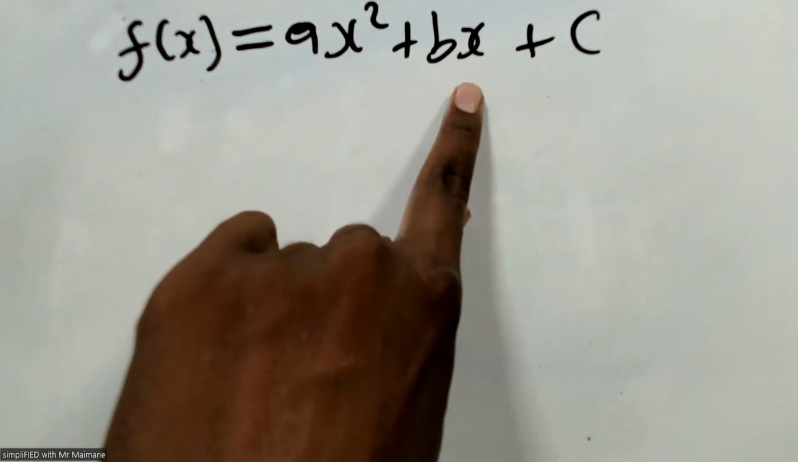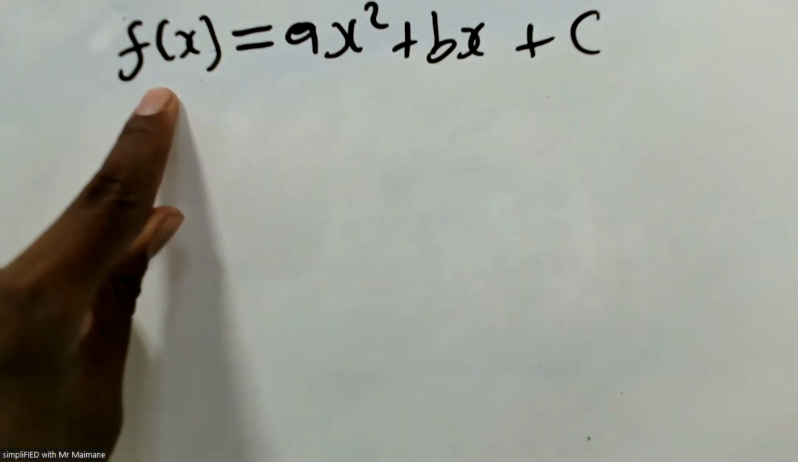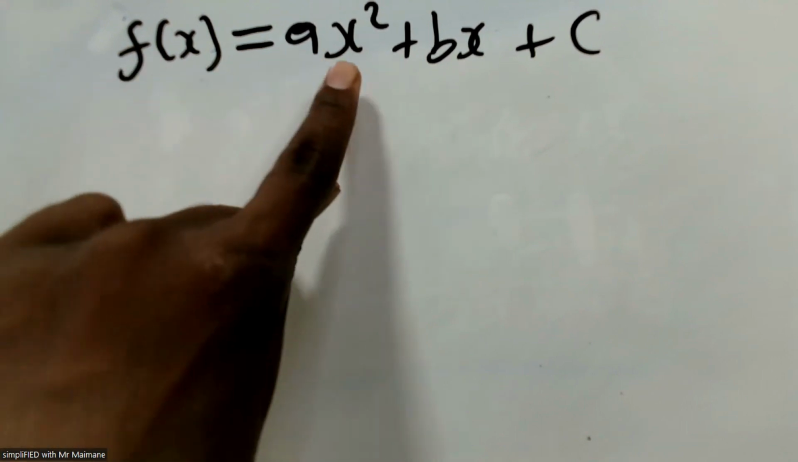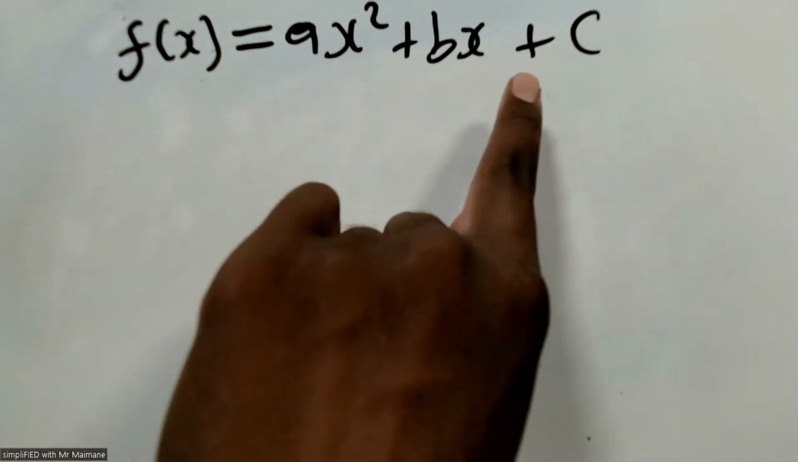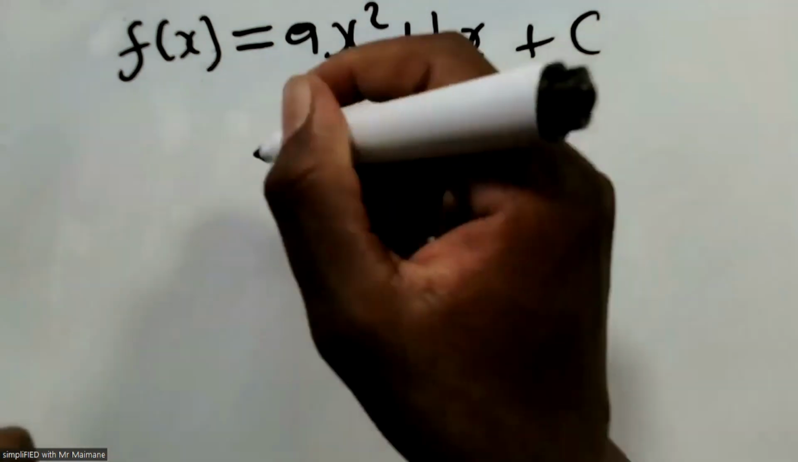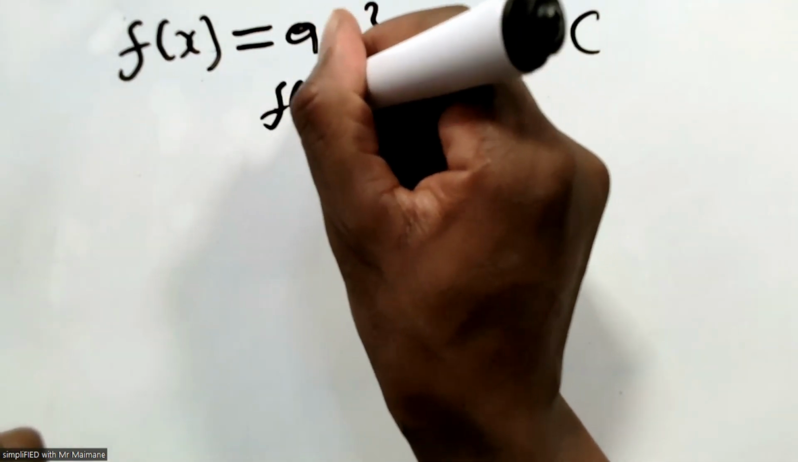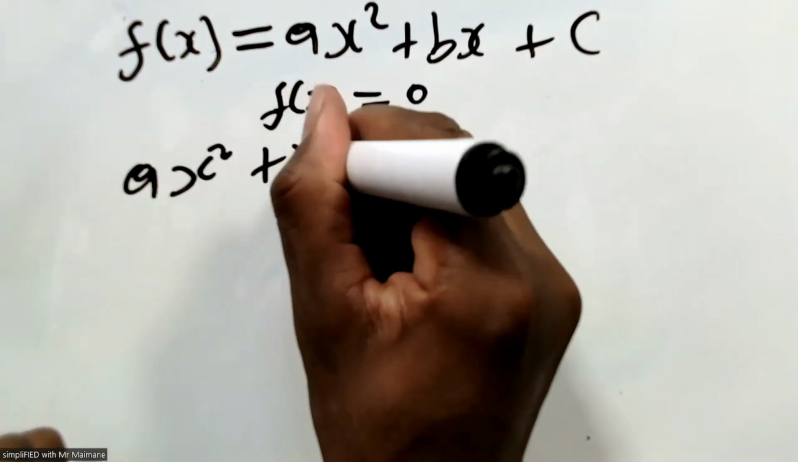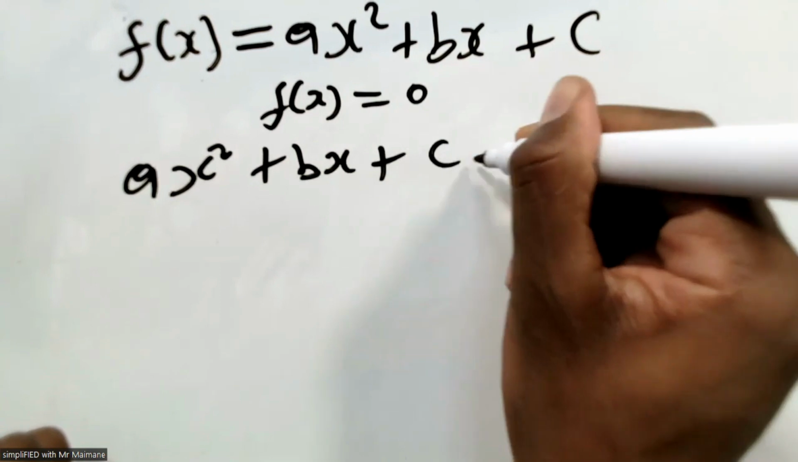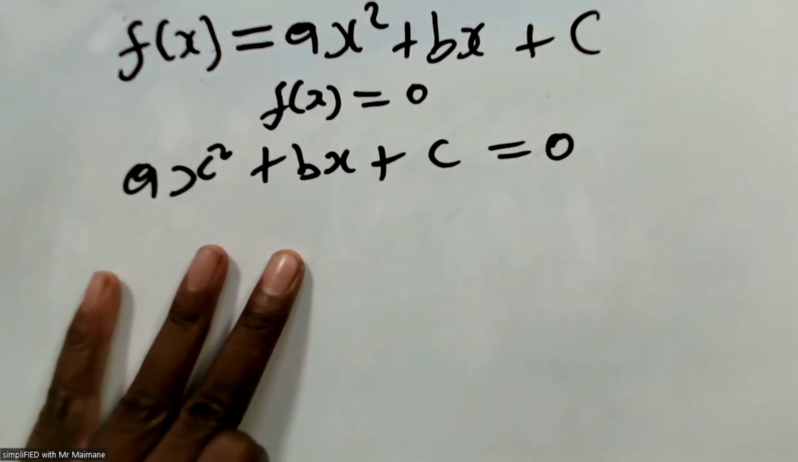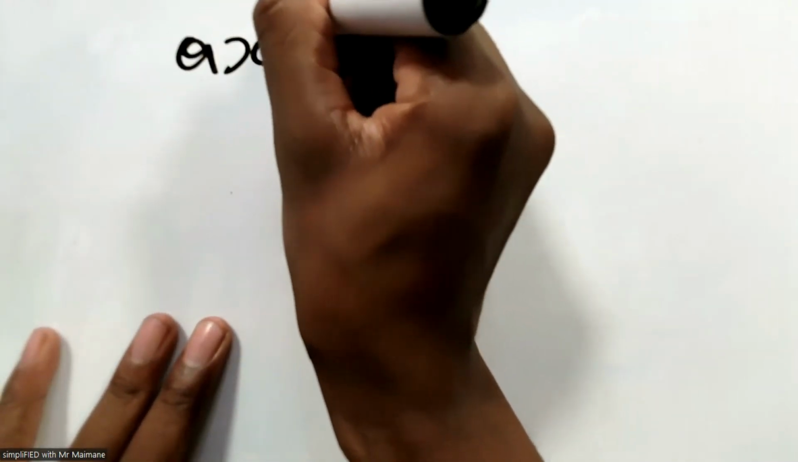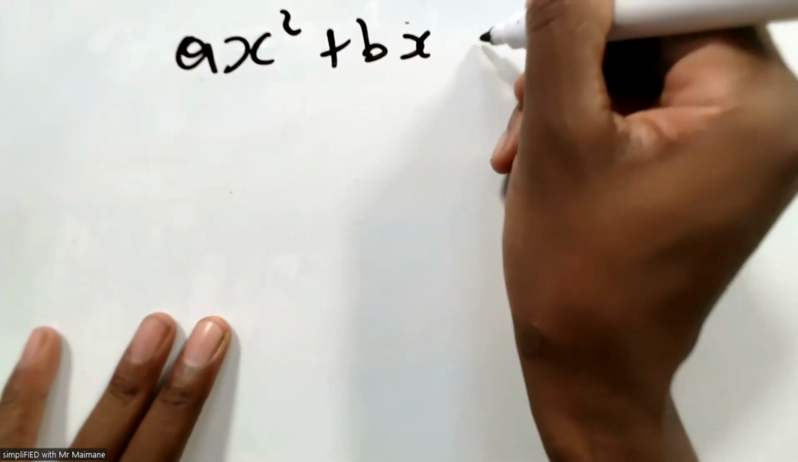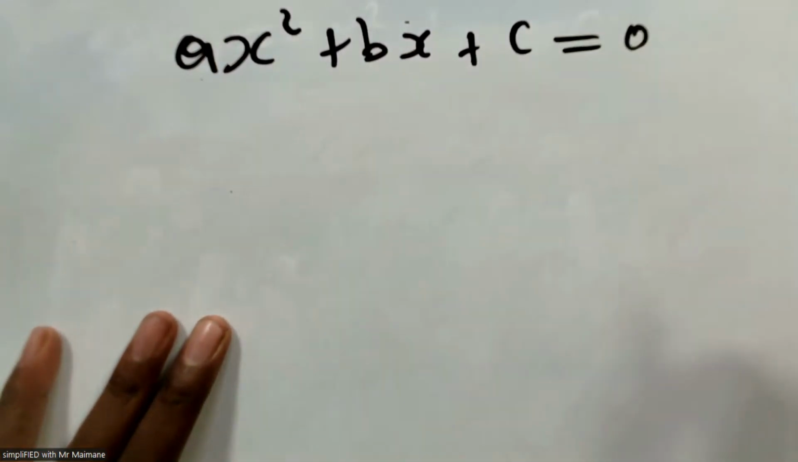We know that to get the x-intercept, you must let f of x be 0, and to get the y-intercept, you must let x be 0. So for now, letting f of x be 0, this will result in ax squared plus bx plus c equals 0. I'm just going to write this here properly. So it becomes ax squared plus bx plus c equals 0.